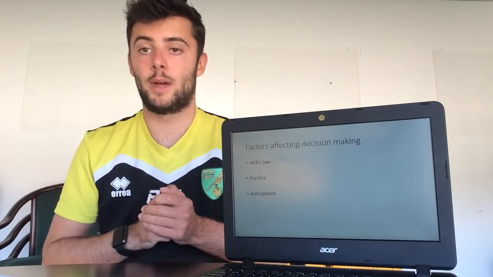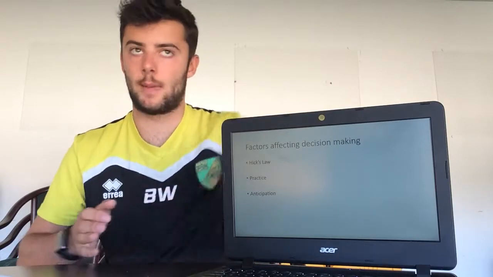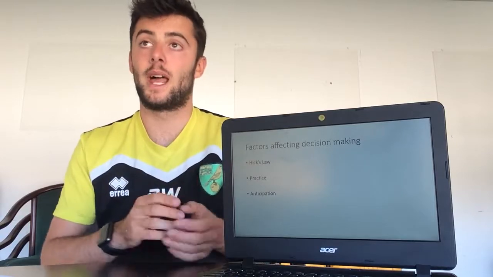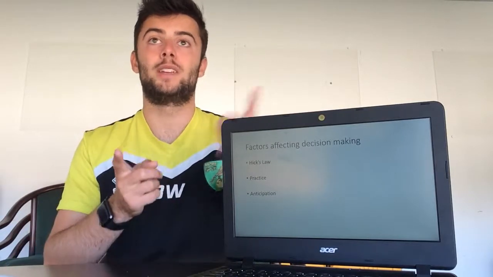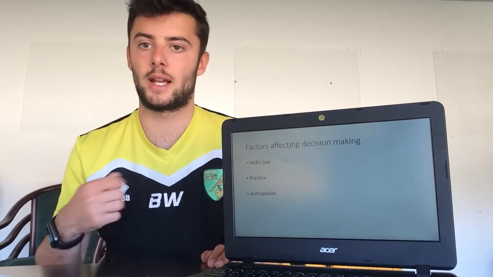A younger player might not make a decision of when to shoot, he might just do it, or where to shoot on the goal, or they might just shoot. Whereas a better player will know, based on where the goalkeeper's standing, as to where they could shoot for the best possible response because they've practiced it more.